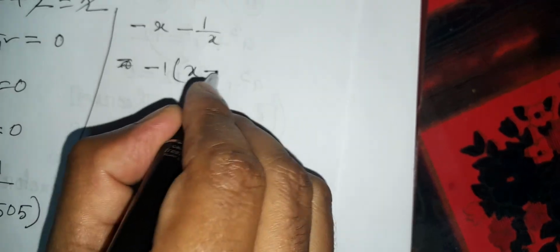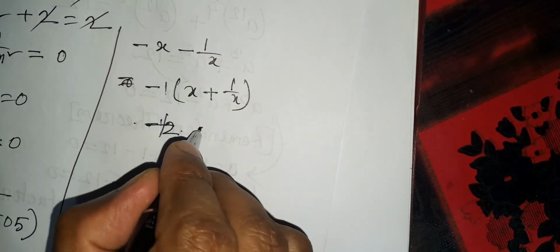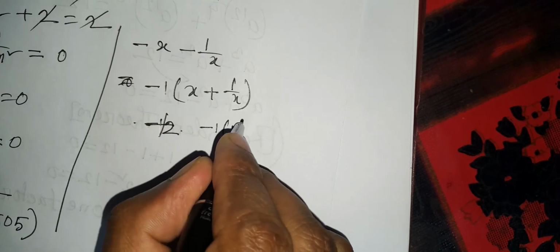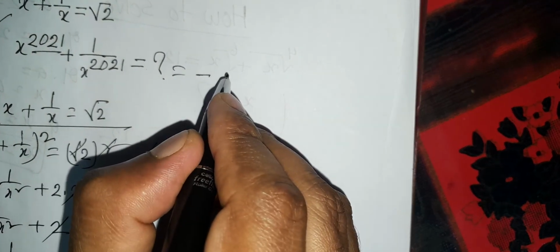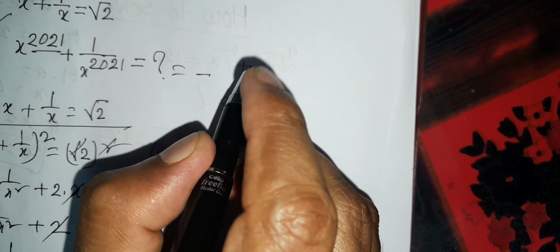Now we take common minus 1 (x plus 1 by x), which equals minus 1 into, given that the value x plus 1 by x equals root 2. So minus 1 into root 2. We can write minus root 2. It is the value of x to the power 2021 plus 1 by x to the power 2021: minus root 2.